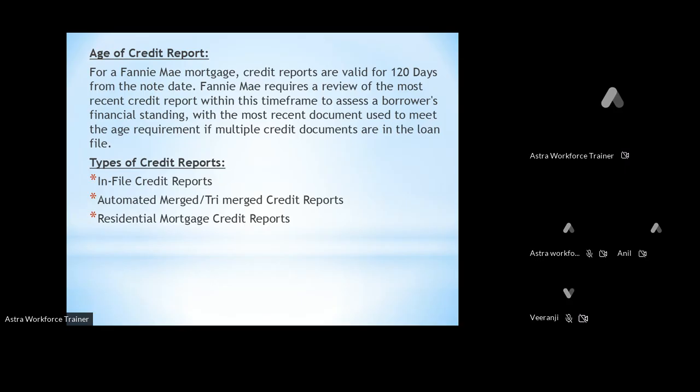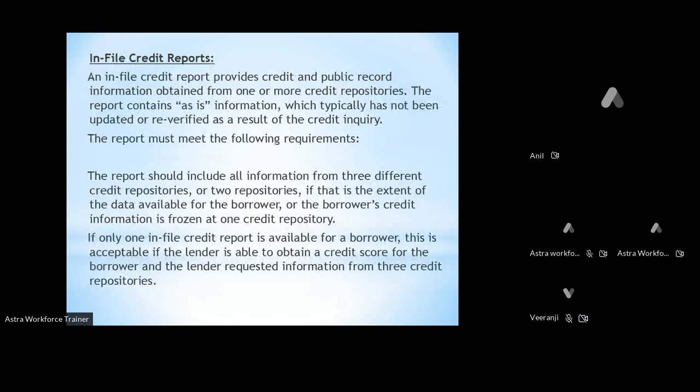Now, types of credit report. Yes, please read it. In-file credit reports, automated merge or tri-merge credit reports, residential mortgage credit reports. So, in-file credit report. What is an in-file credit report? Please read it.